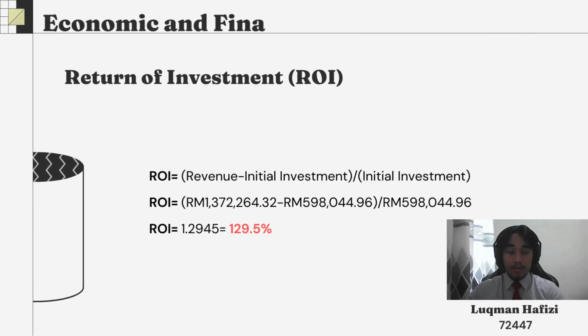Return of investment. Return of investment, or we call ROI, is the efficiency of the company to turn the investment into benefits that are higher than the initial investment. By using the formula revenue minus initial investment over initial investment, we get the ROI equal to 129.5%. ROI is one of the important elements that investors are concerned about before deciding to invest. We can conclude that our designed harvesting tool is valuable since the investment is successfully generated into high return.